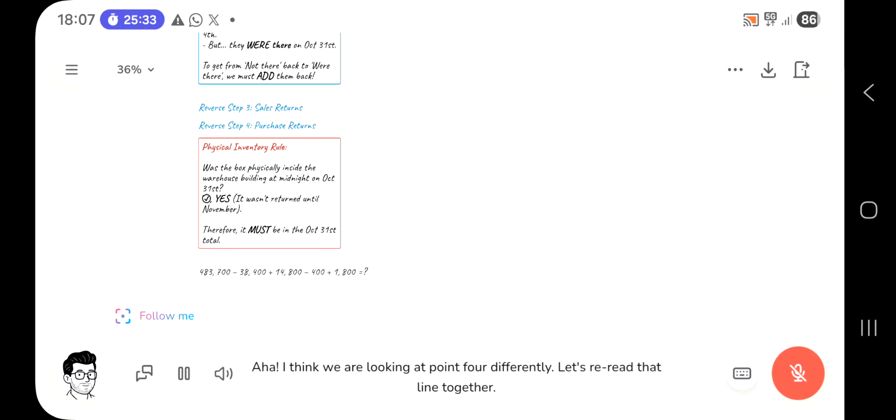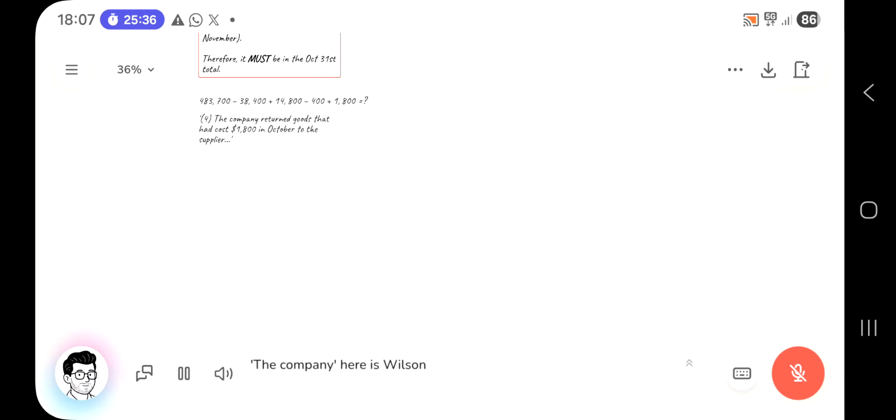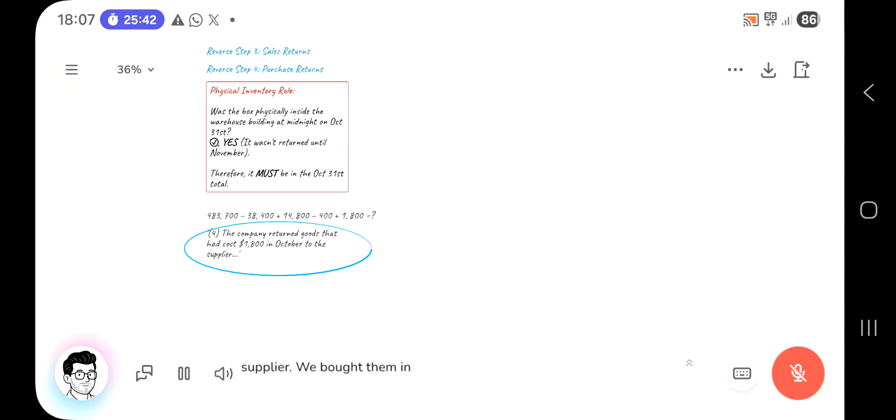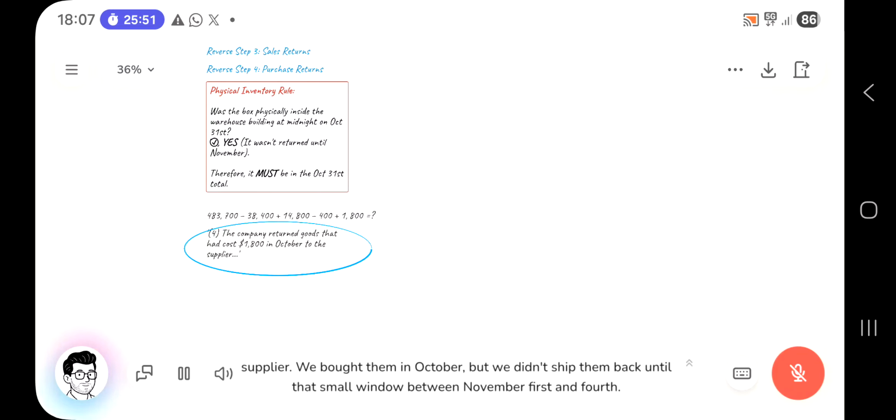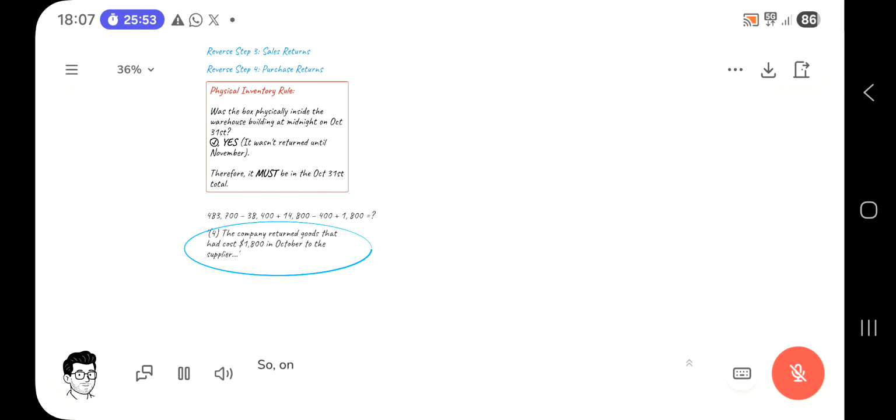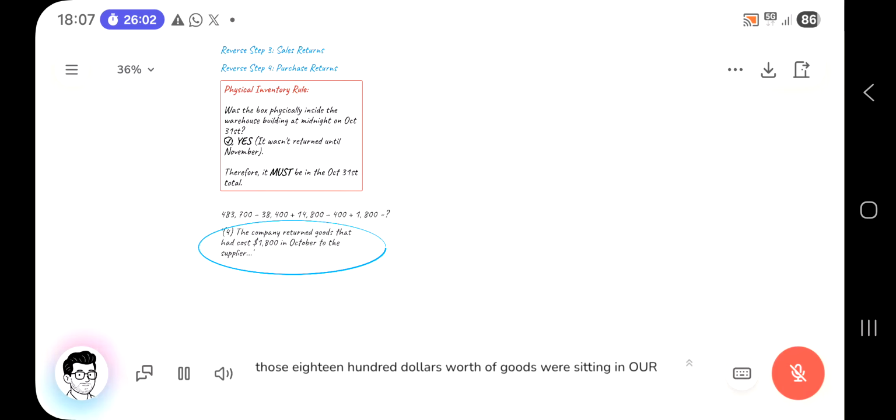Let's reread that line together. The company here is Wilson Company, us. We sent the goods back to the supplier. We bought them in October, but we didn't ship them back until that small window between November 1st and 4th. So, on October 31st, before we decided to send them back, those $1,800 worth of goods were sitting in our warehouse, right? They only left our warehouse when we returned them in November.